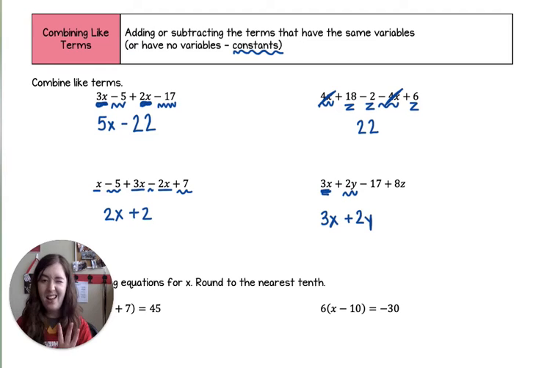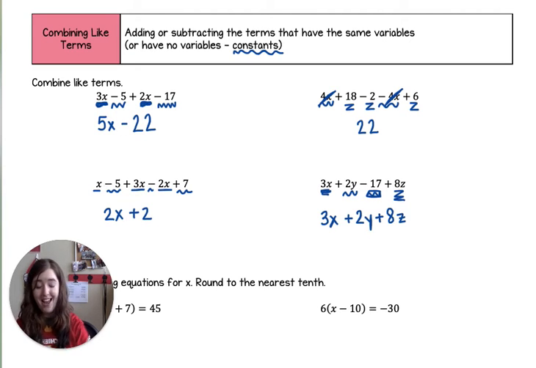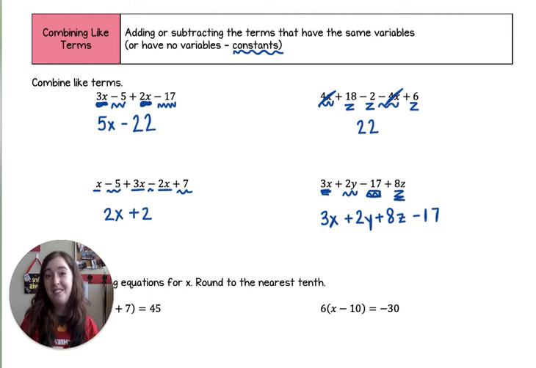And then you don't have to do it in this order, but it feels good to me. Then I've got z, right? I don't have any other z's to combine it with, so I'm going to have that next. And then I have a 17. And just like before, we didn't have anything to put with it. So I'm just going to have a minus 17. So sometimes when you want to combine like terms, there's nothing you can combine, and that's okay.